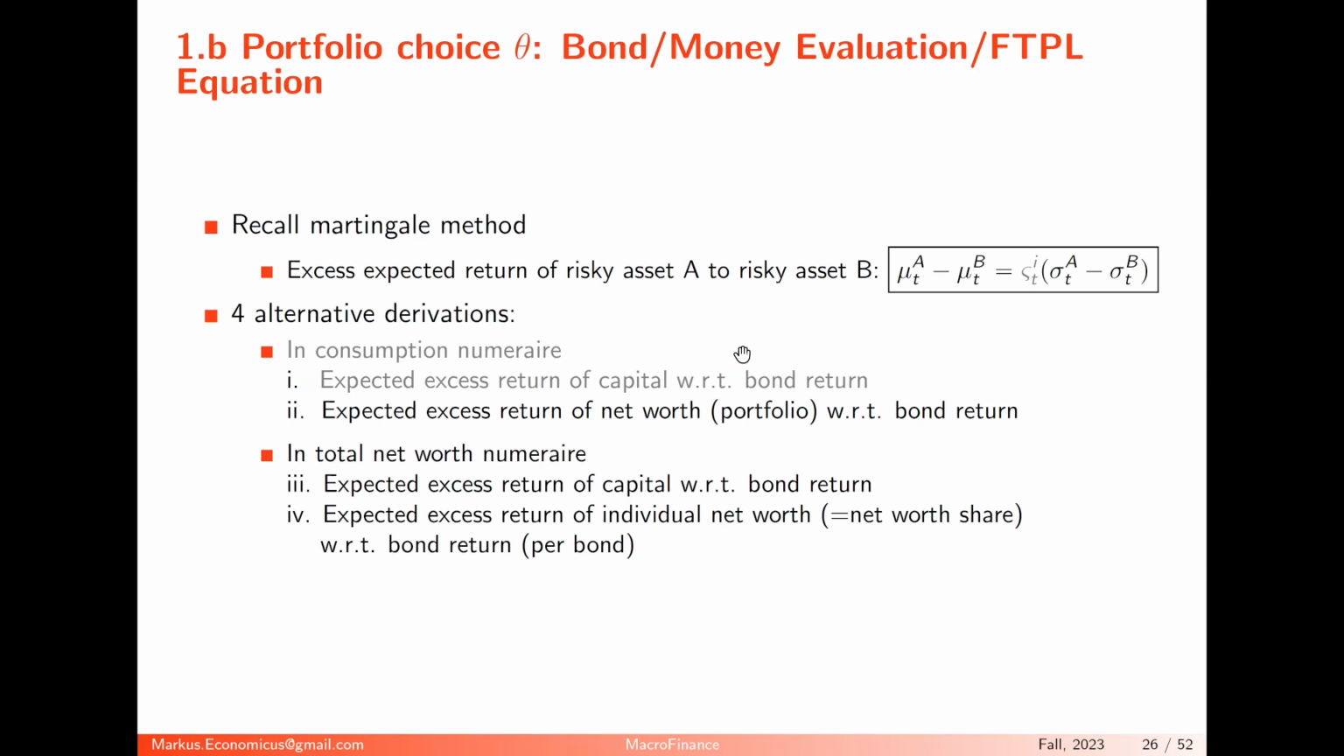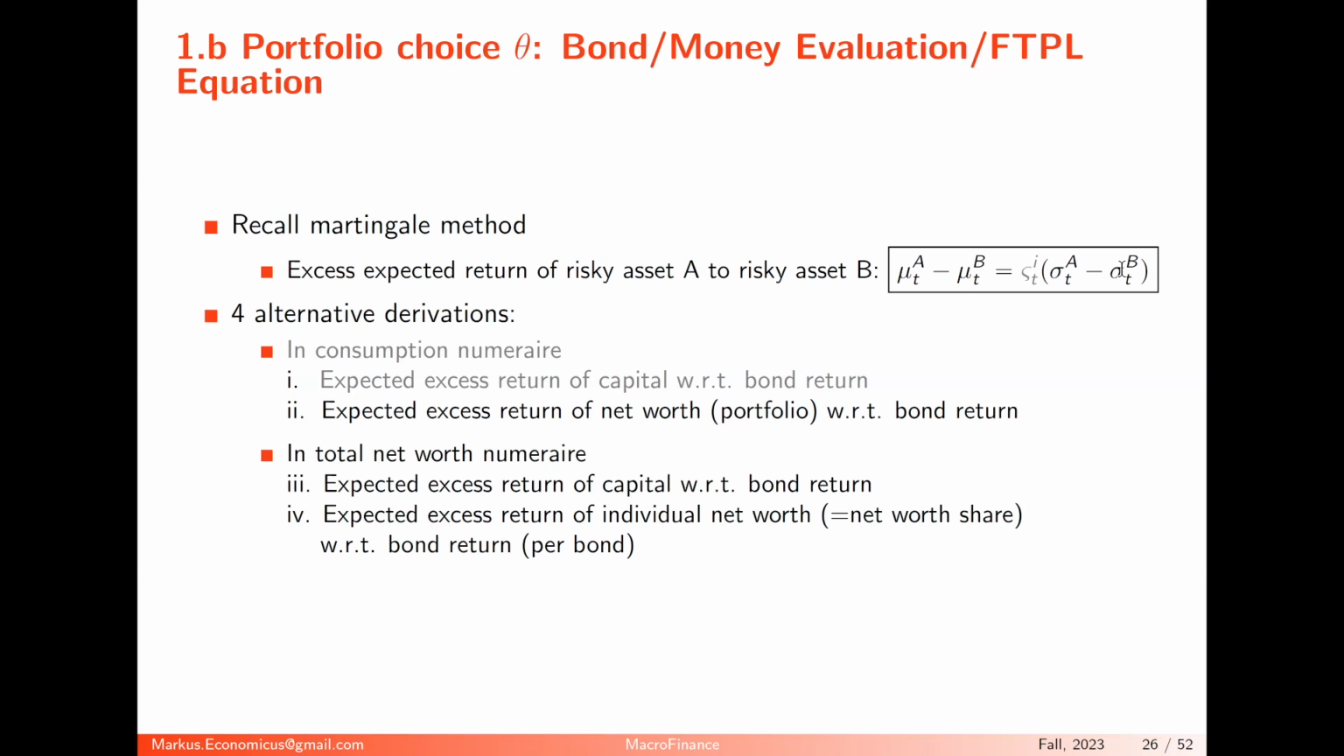Recall the Martingale method: if you have two risky assets, risky asset A and risky asset B, the expected return of asset A in excess of asset B is the price of risk. This could have a tilde or not. Perhaps I should write varSigma here, then there's the price of risk. Perhaps I should put all tildes on top of this. Of course, it holds for aggregate risk. It also holds for idiosyncratic risk.